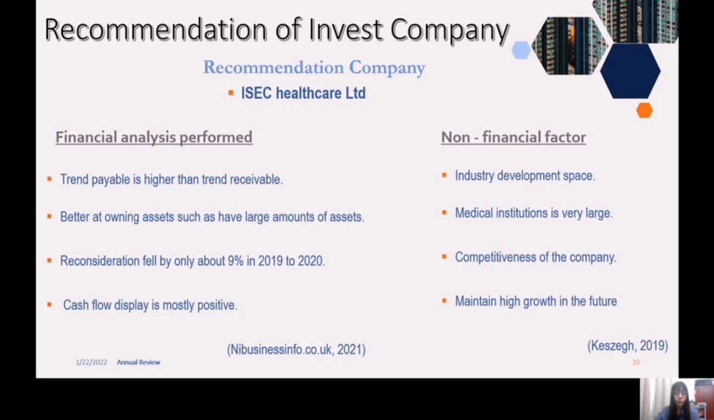Second, ISEC owns a large amount of assets such as property, plant and equipment, intangible assets and so on. Third, revenue fell by only about 9% from 2019 to 2020. The cost of sales and revenue only fell by 4%, which means ISEC maintained a better average percentage than Asian Healthcare. Last, cash flow decrease is mostly positive.